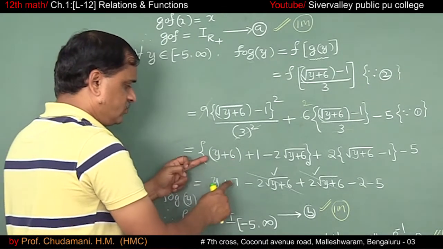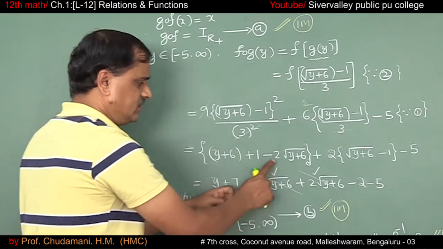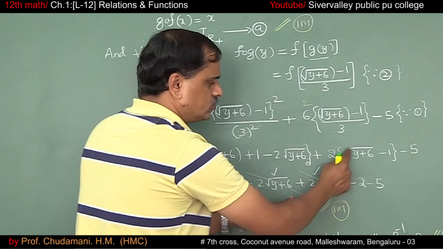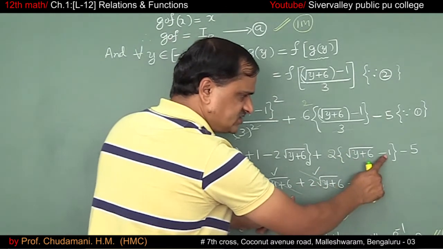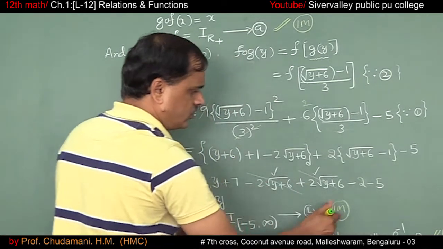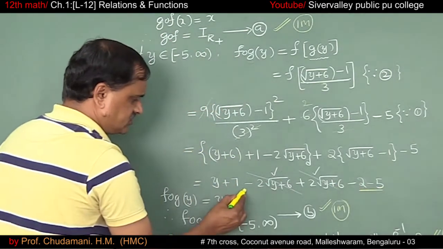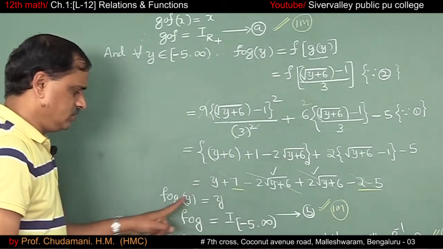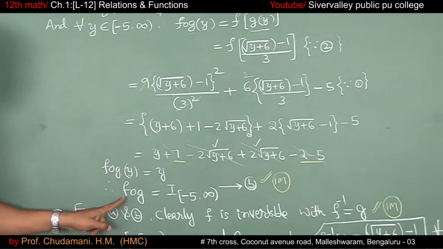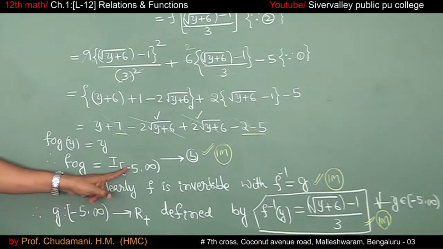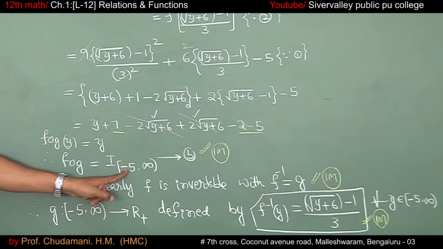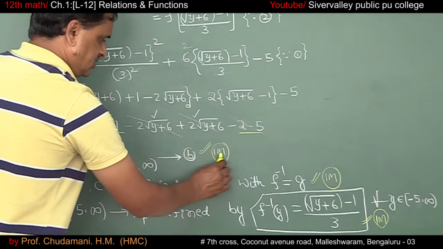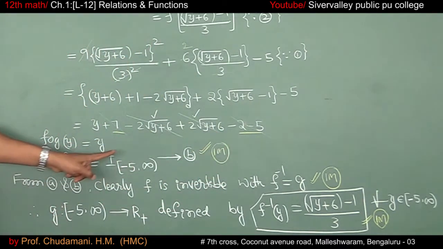Now remove the bracket. y plus 6, 6 plus 1 is 7, minus 2 root y plus 6, plus 2 root y plus 6, minus 2, minus 5 is minus 7. With this plus 7 gets cancelled. We are left with y. fog of y is equal to y. Therefore fog is an identity function on the set minus 5 comma infinity. Say this is equation B. So till this you get the third mark, one more mark for this.